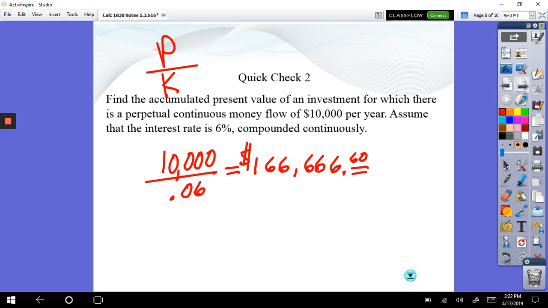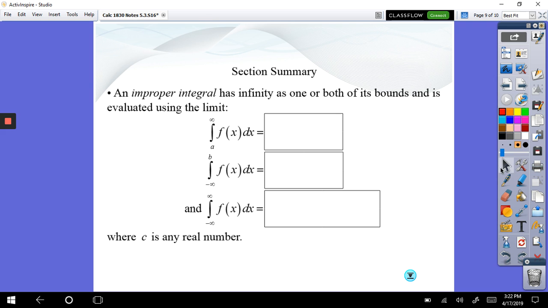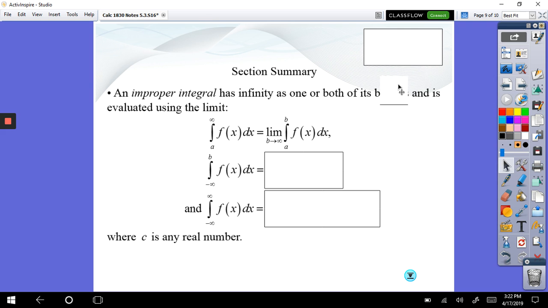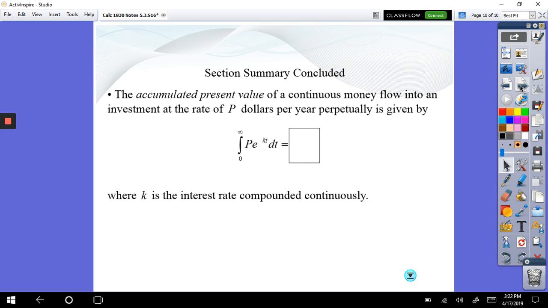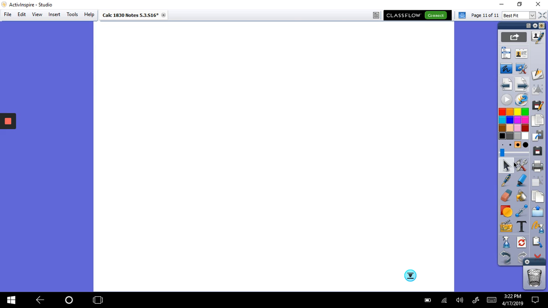All right, so before I cut you loose, I didn't do an example of one that diverges. So let's pull up an example of one that diverges. Can slap that on the end here. So let's say we have an integral from 4 to infinity of dx over x.